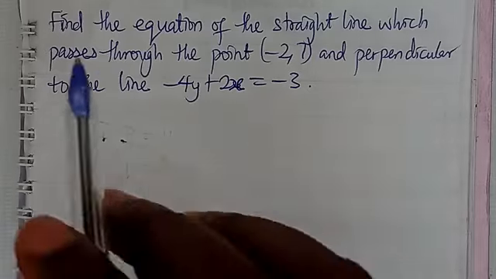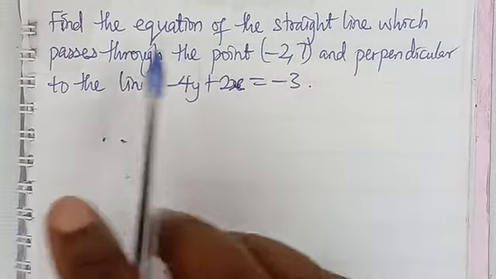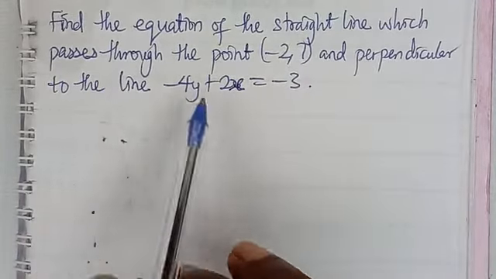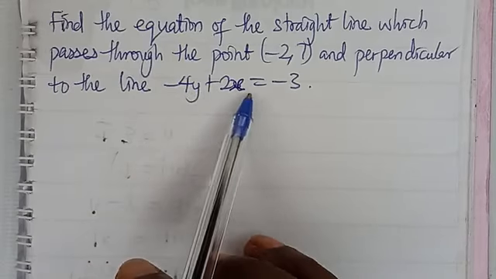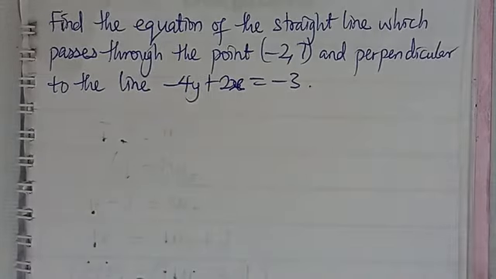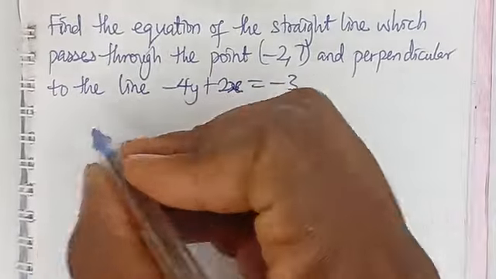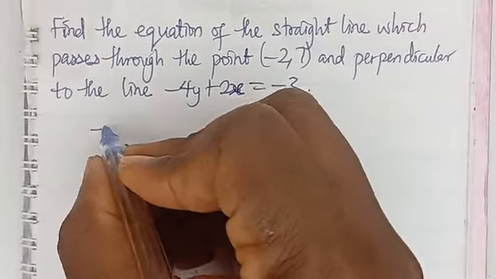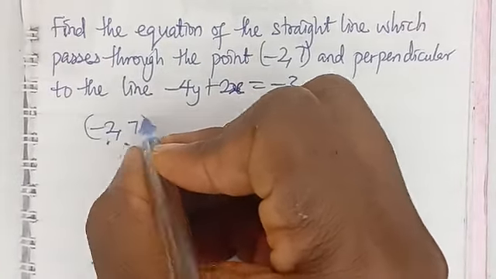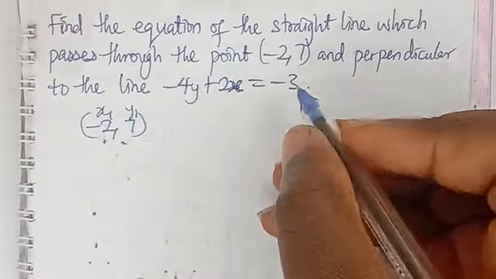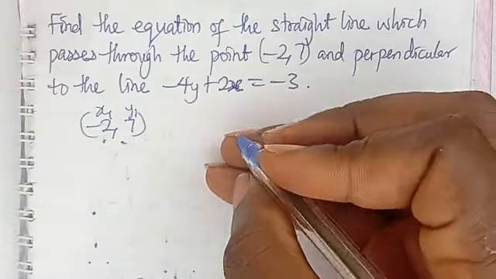Find the equation of the straight line which passes through the point minus 2, 7 and is perpendicular to the line minus 4y plus 2x equal to minus 3. Okay, so as usual, the first thing we do is to write out this point, negative 2, 7. We have x1, y1. Then we rearrange this in the form of y equal to mx plus c.